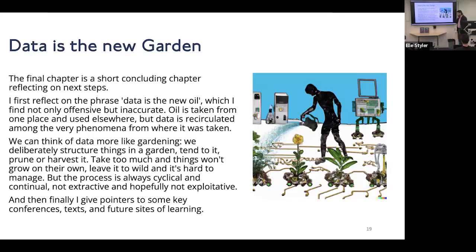The final chapter is real short. And I just say, I want to appeal to you to think of data as the new garden. Again, hat tip to Dolly.